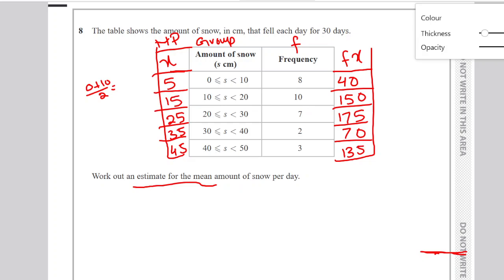Now simply we're going to find the total of these two columns. If we add all of these frequencies, 10 plus 8 is 18, 18 plus 7 is 25, 25 plus 2 is 27, 27 plus 3 gives us 30. Now we're going to add all of these values: 150 plus 40 is 190, and this adds up to 570. Now what's the formula for the estimated mean?